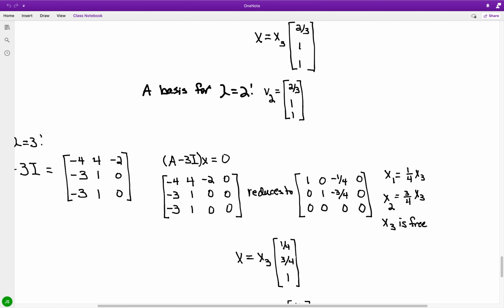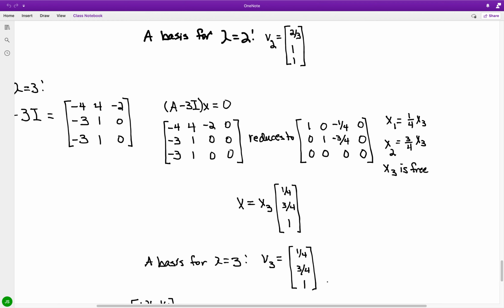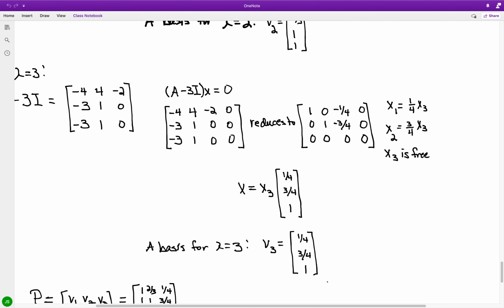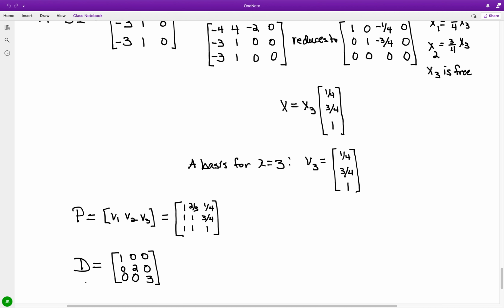And we can say that for the solution in x in this case, we have x of 3 times the vector 1/4, 3/4, and 1. And from this, a basis for lambda equals 3 will be our third eigenvector, which we can label as 1/4, 3/4, and 1. And so we have 3 eigenvalues, 3 eigenvectors. And in the case of P, we have v of 1, v of 2, v of 3, which we can express as 1, 1, 1, 2/3, 1, 1, 1/4, 3/4, and 1.